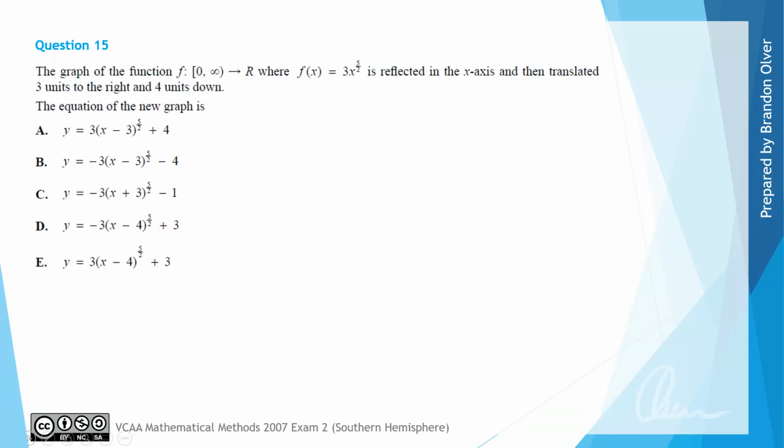So for question 15, we have the graph of the function f with the domain of 0 to infinity, where the rule of f of x is equal to 3 times x to the power of 5 on 2, is reflected in the x-axis, and then it is translated 3 units to the right and 4 units down.